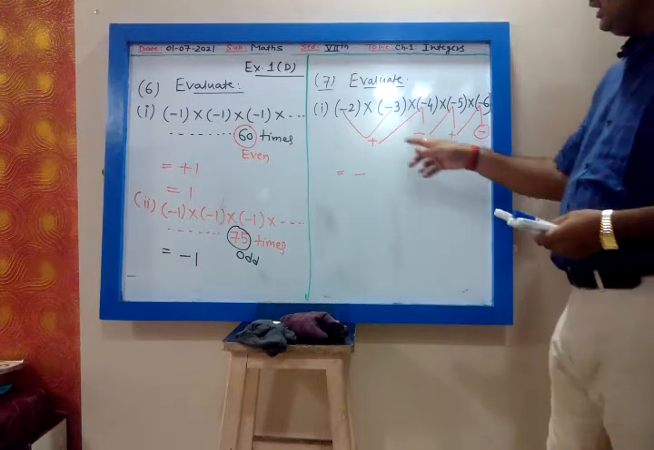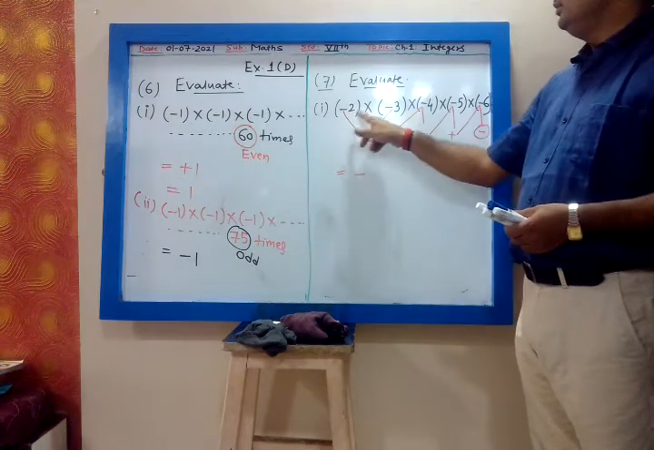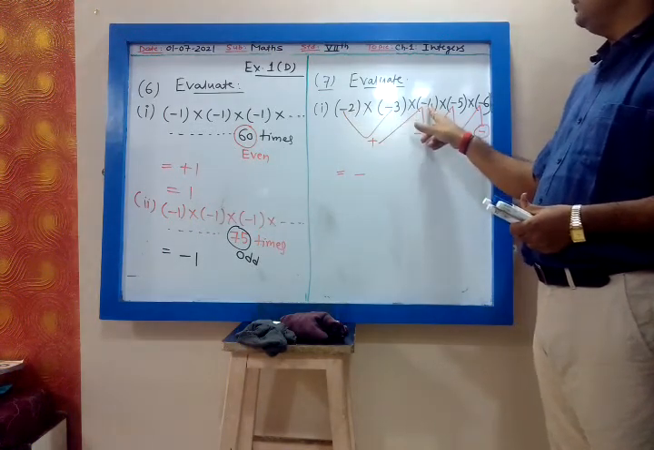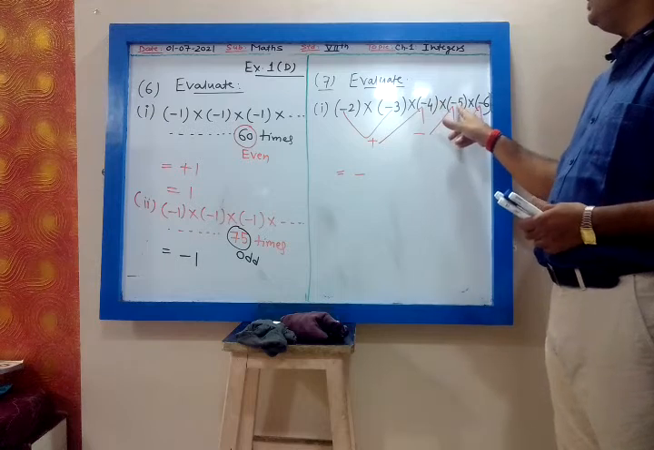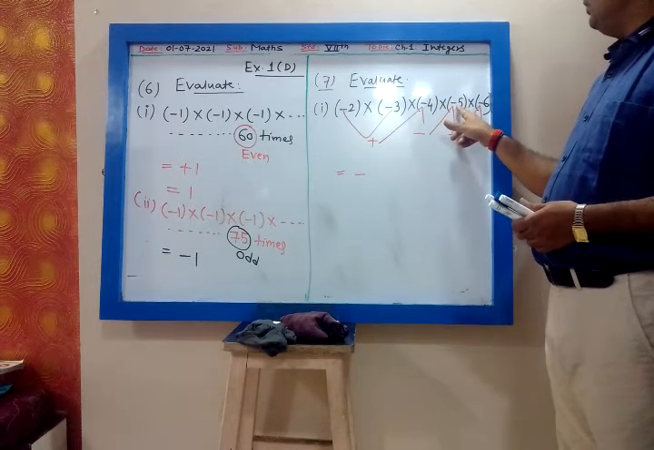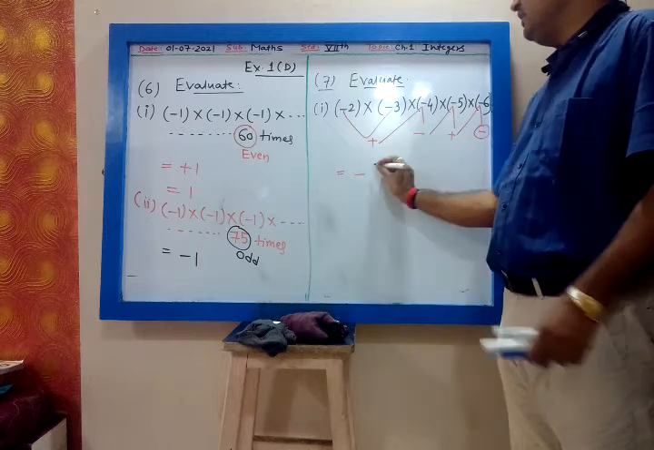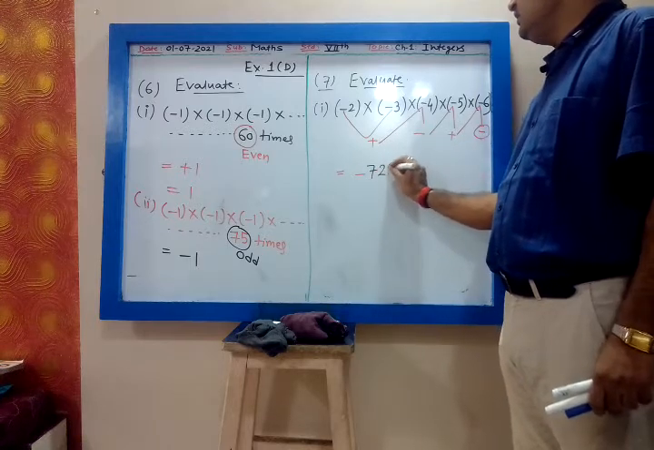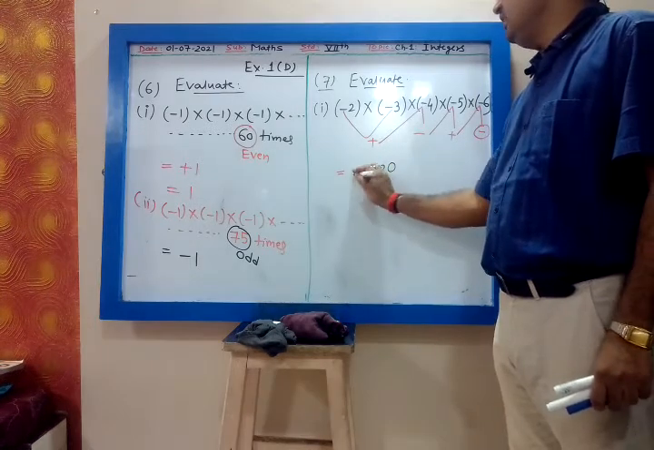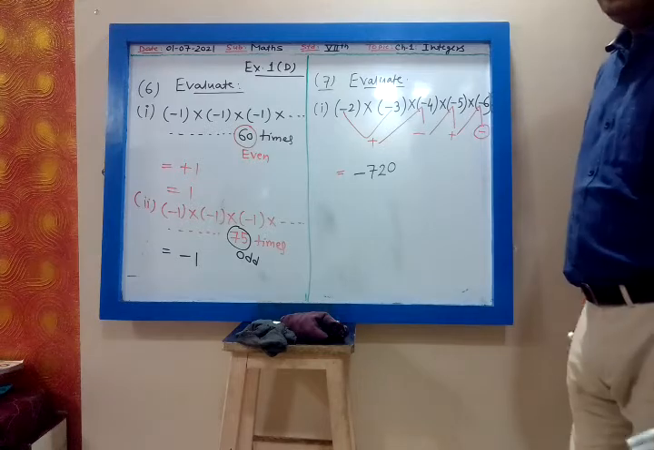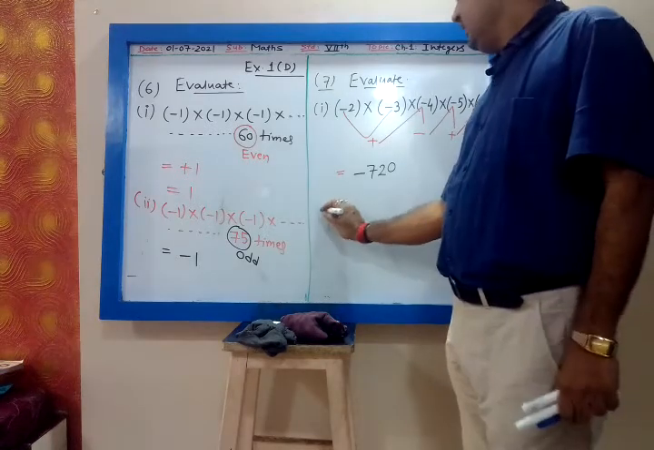Second thing, now you have to multiply the numbers. 2 3s are 6, 6 4s are 24, 24 5s are 120, 120 6s are 720. So the answer is minus 720. Is it clear? The answer is minus 720.